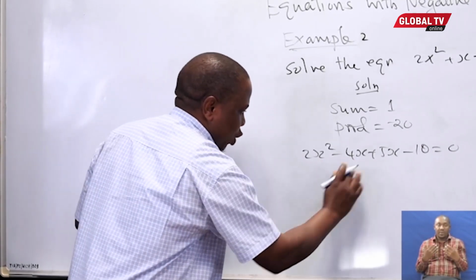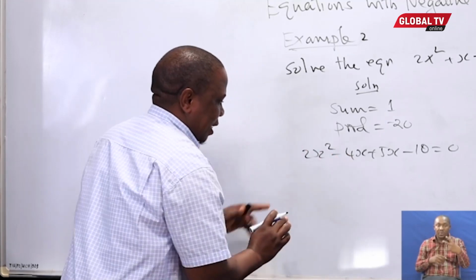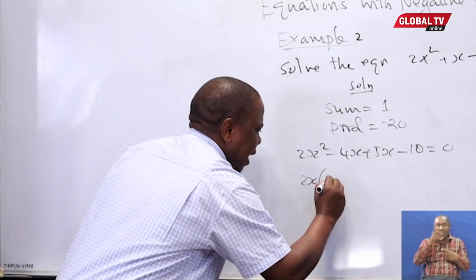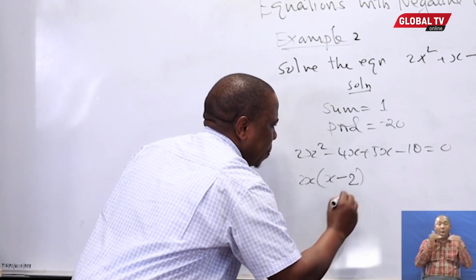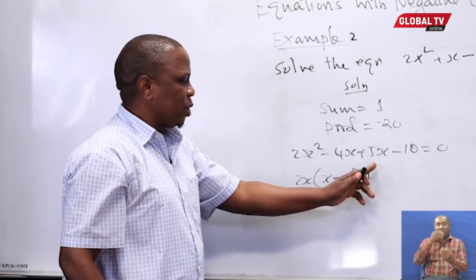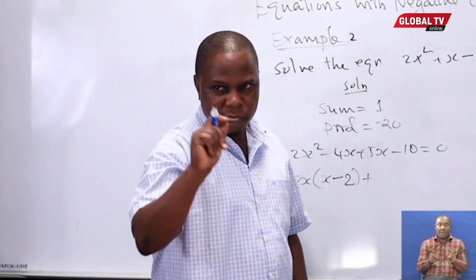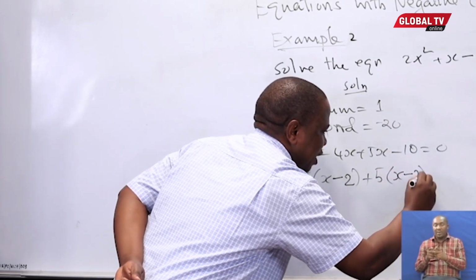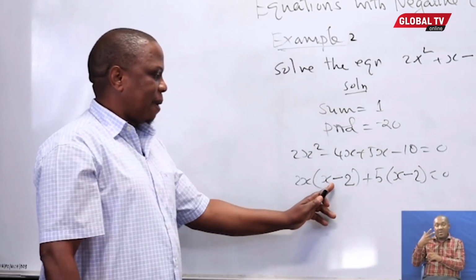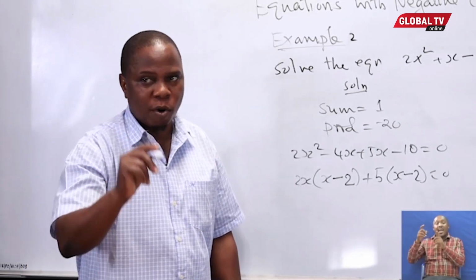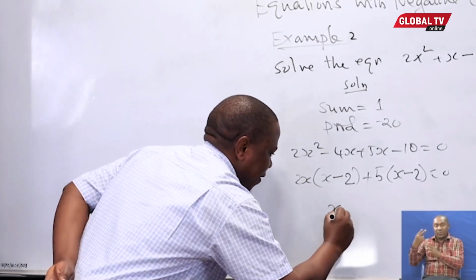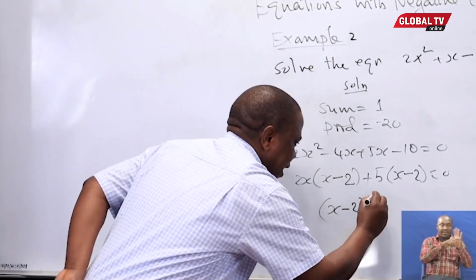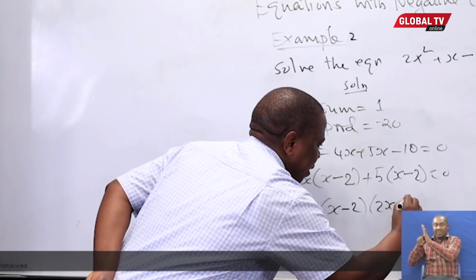Now, upon grouping them, in 2x squared and 4x the common factor is 2x. Take 2x out. You remain with x minus 2 in brackets, plus, common between 5x and 10 is 5. Take 5 out here. You will have again x minus 2, is equal to 0. x minus 2 is common. It can be written as 1 factor. 2x plus 5, that is our second factor. 2x plus 5 is equal to 0.